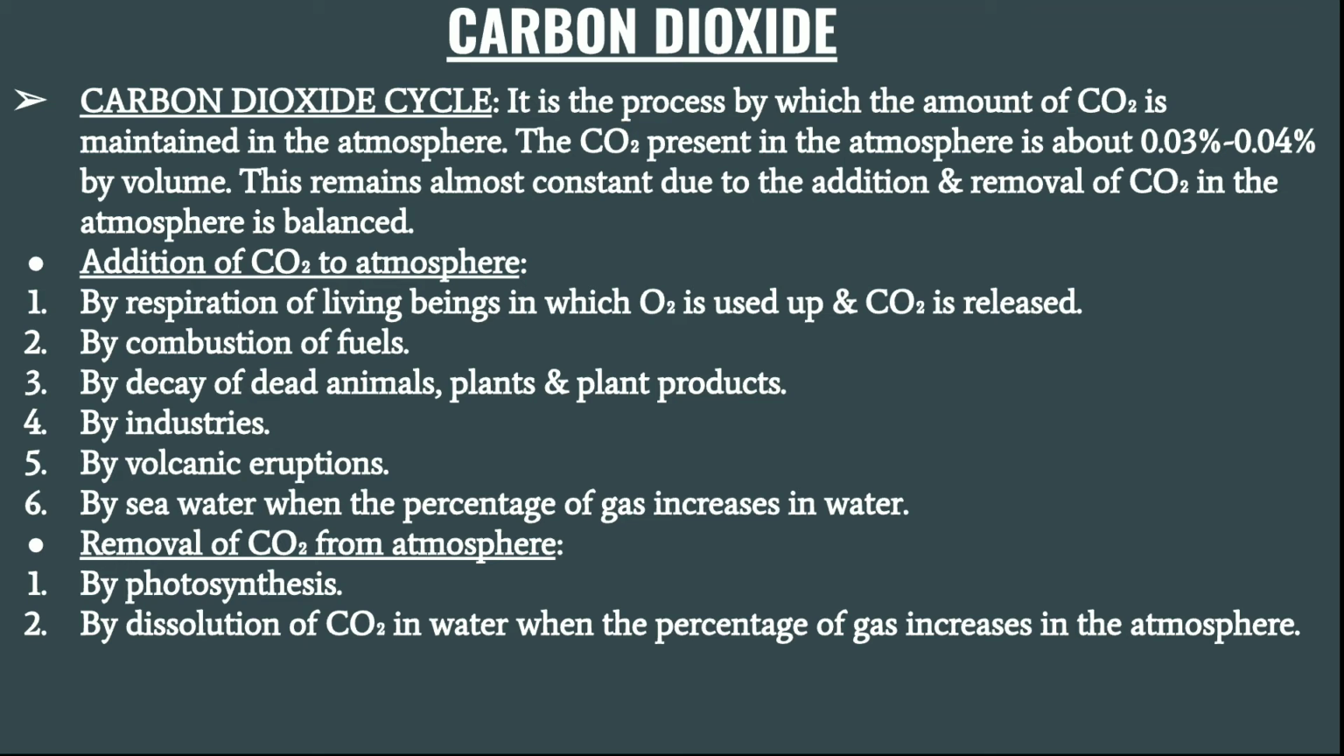This remains almost constant due to the addition and removal of carbon dioxide in the atmosphere, and that is balanced. So how is carbon dioxide added to the atmosphere? By respiration of living things, where oxygen is used up and carbon dioxide is released. Then if we burn fuels, carbon dioxide is added. Also by the decay of dead animals, plants or plant products, because their constituent is carbon, so when they decay they release carbon dioxide.